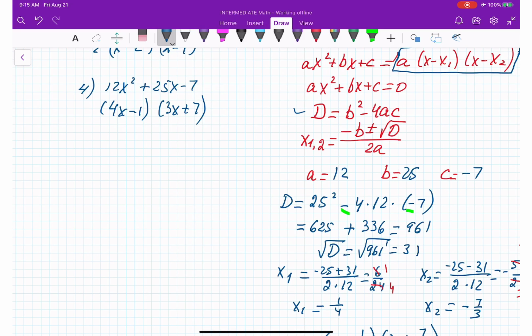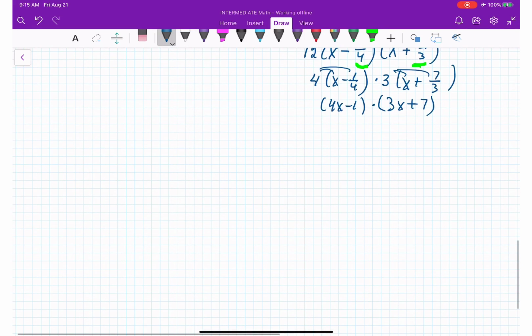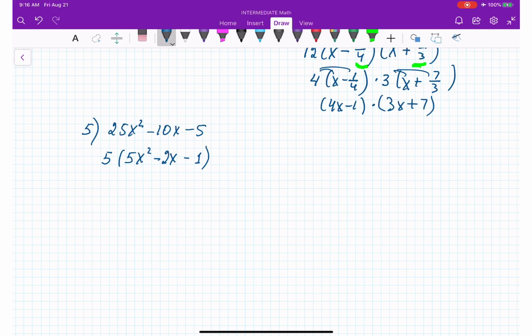Problem number 5. So 25x squared minus 10x minus 5. Okay, any number that ends with 5 or 0 can be divisible by 5. At this point I'm taking out 5, and that I mentioned also in math tricks. So here we are getting 5x squared, 25 divided by 5, 5x squared minus 2x, 10 divided by 5 is 2. And 5 divided by 5 is 1... 3.